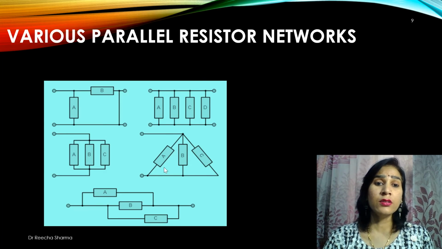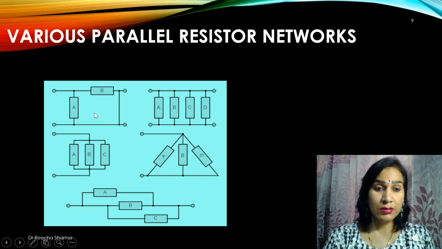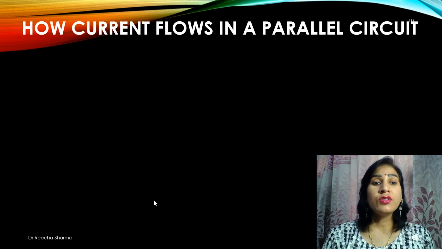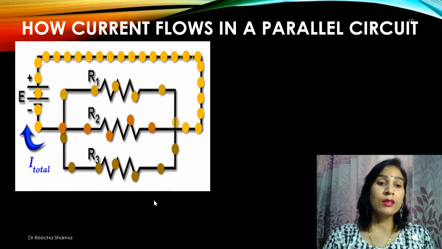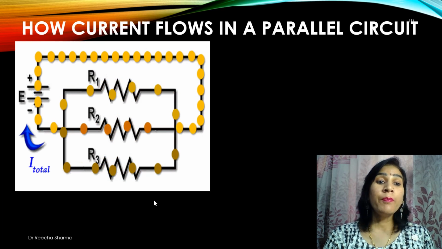This shows various parallel resistor networks. The resistances can be connected in parallel as shown in this figure. This shows how current flows in a parallel circuit. This diagram shows the flow of the current in the parallel circuit.